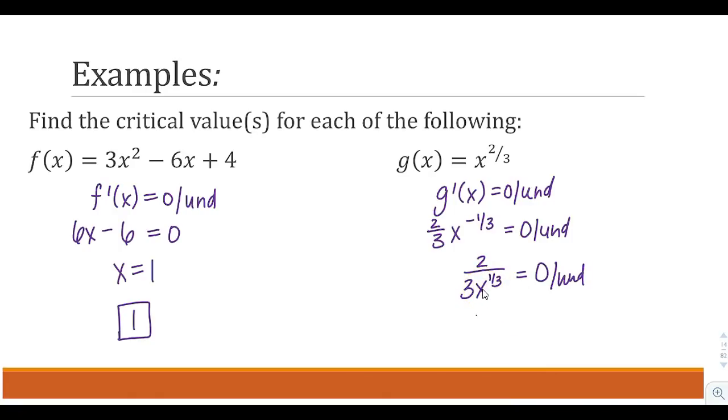So I'm undefined when the denominator is equal to 0. So I'm going to go ahead and set 3x to the 1/3 equal to 0, which if I divide by 3, I get x to the 1/3 equals 0, and that only happens when x equals 0. And now we just have to make sure that this number is in the domain of the original function. And it is. I can take 0 to the 2/3. So my critical value is just 0.